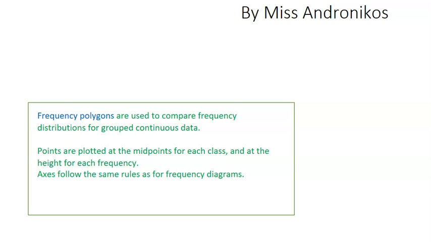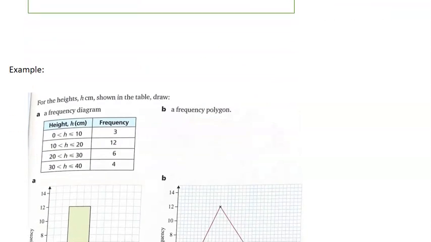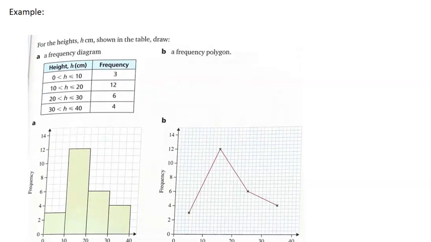And of course, when you're setting up a frequency polygon, the axes and the graph itself all need to be labeled and follow the same rules as for regular frequency diagrams. Here is an example to put that all in one place for you.